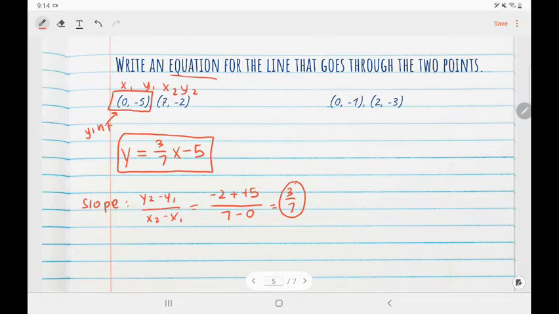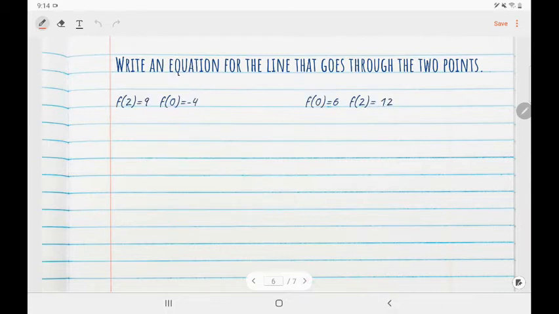We're going to go ahead and skip this second example because we'll have a lot of practice finding slope with our next example. So I'm actually going to change this to write a function for the line that goes through the 2 points. Now, you may be saying, what 2 points? This looks kind of funky.